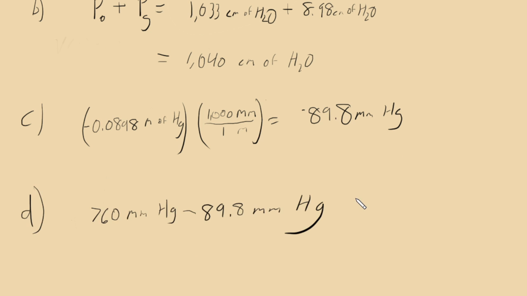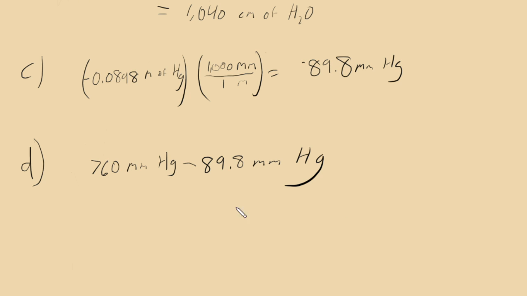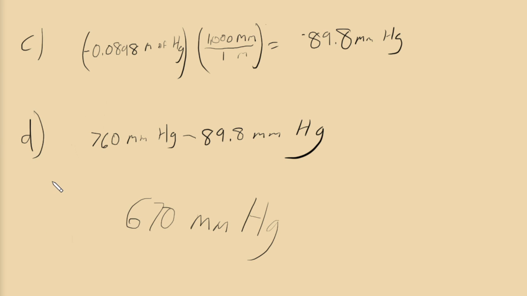And so the last one, once again, all we're doing is adding the two pressures together. If you look up the pressure for atmospheric pressure in millimeters of mercury, it's 760 millimeters of mercury. And then, of course, we're going to add our gauge pressure, which in this case is a negative 89.8 millimeters of mercury, which turns out to be 670 millimeters of mercury. If you guys have any other questions or this wasn't clear, let me know and I'll go into more depth.